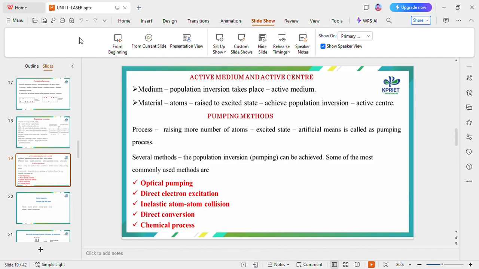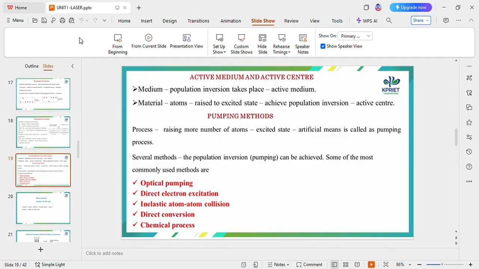Now we will see what the active medium is. Active medium is a medium in which population inversion takes place. Based on the medium which we are using, we name the laser. For example, in a ruby laser, the ruby rod is the active medium. So with the name of that active medium, we give that name to the laser. Suppose it is a carbon dioxide laser, so carbon dioxide is the active medium. That is why it is called a carbon dioxide laser. So the active medium is a medium in which population inversion takes place. That medium may be a solid, liquid or gas.